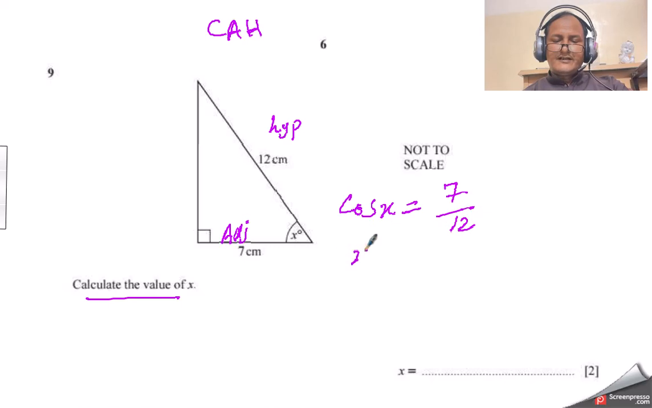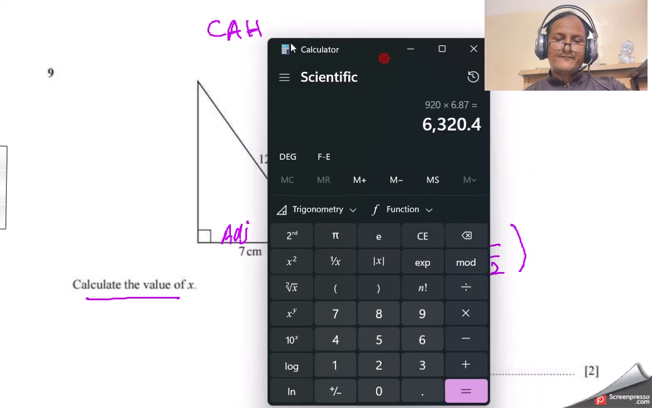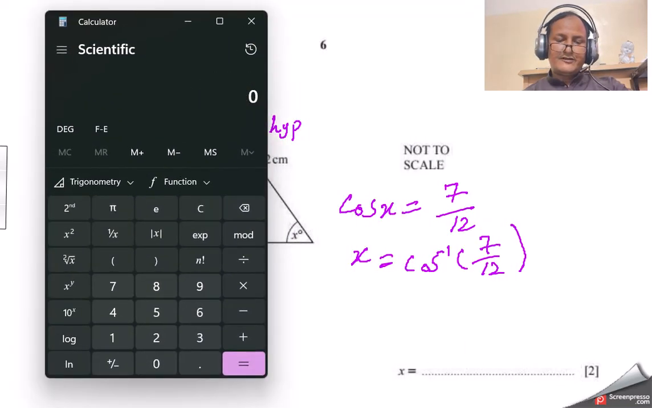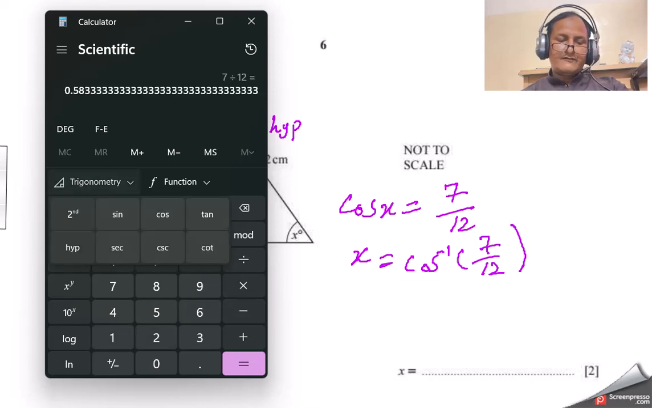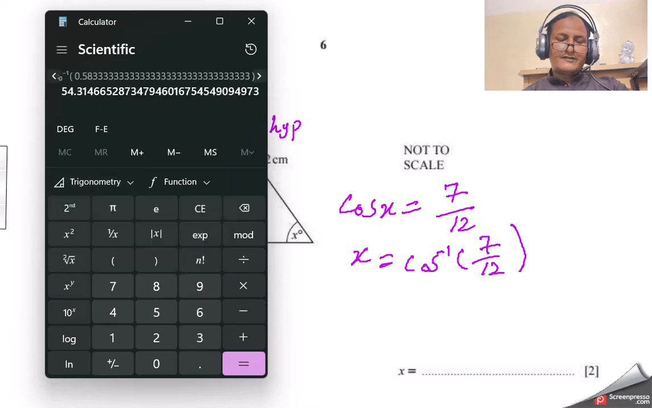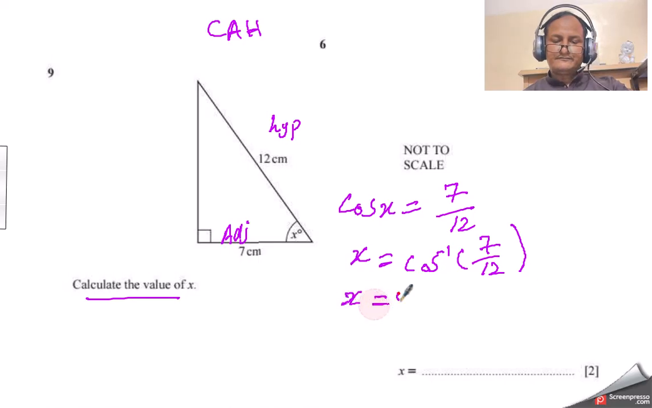Now we have x equals cos inverse of 7 by 12. Now we're supposed to find the cos inverse with the help of a calculator. 7 divided by 12, then cos inverse, it gives us 54.3. This is the value of x. This was a 2 mark question.